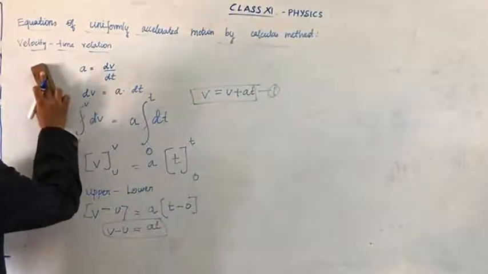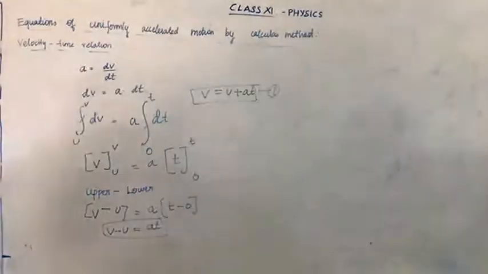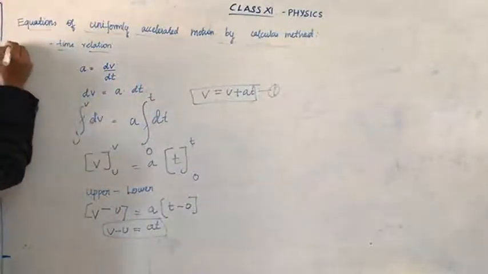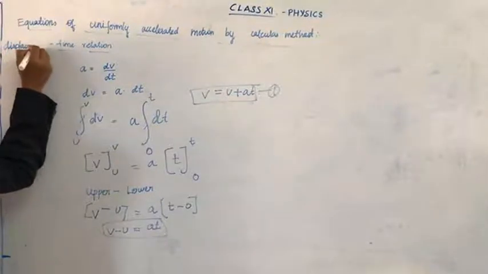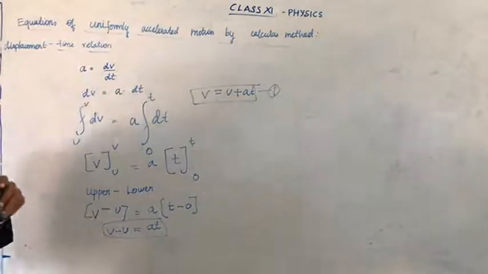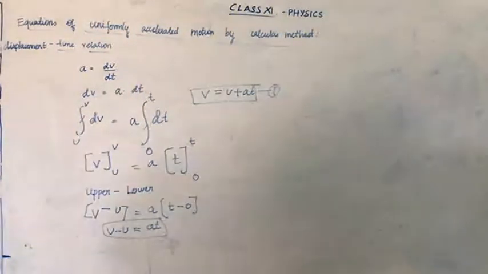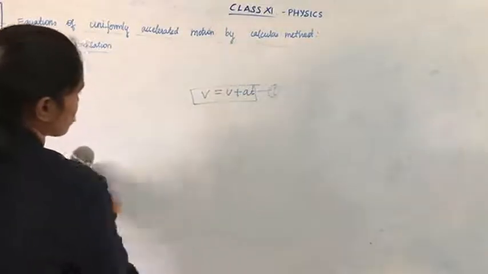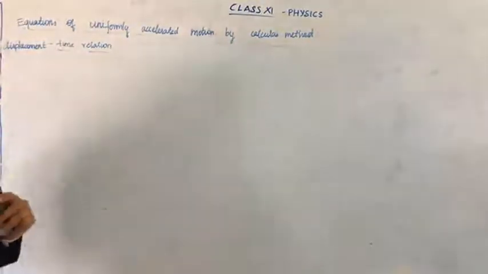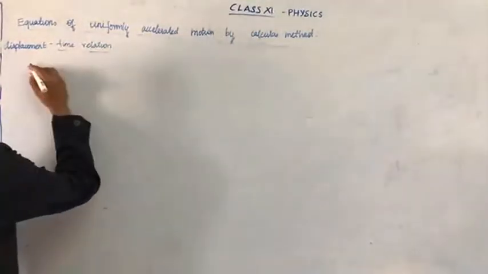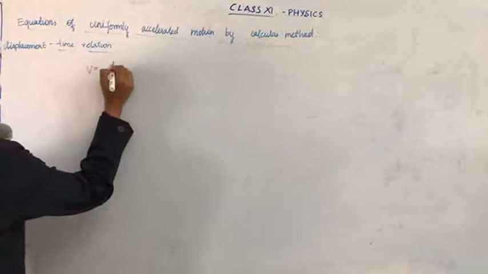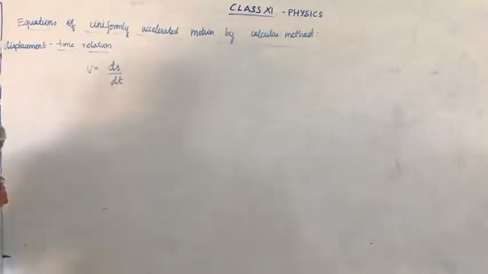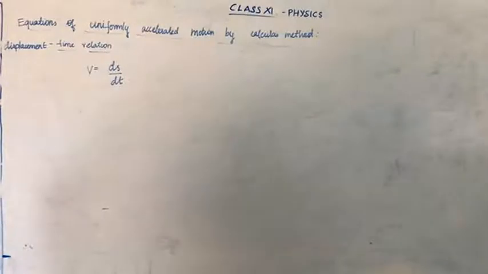Second one is the velocity and time relation, which we have seen. Now the displacement and time relation. For this, what is the velocity? Velocity is equal to displacement by time. Have you studied the formulas in the first unit? Yes. So for finding displacement, velocity equals change in displacement by change in time.